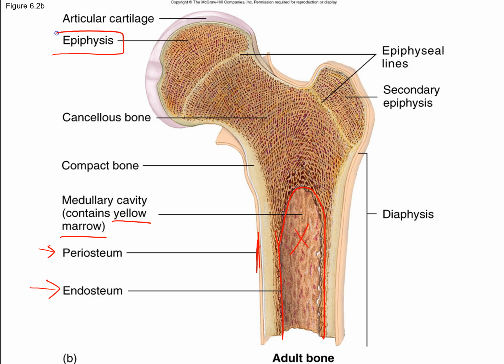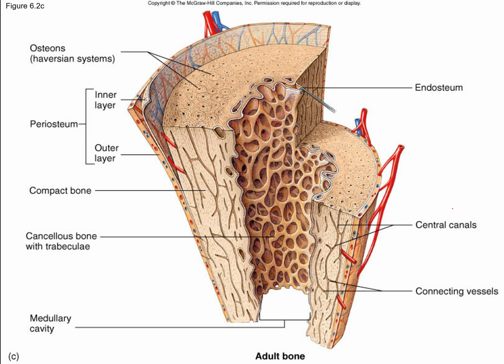Epiphysis is just another word for the ends of the bone. Easy to remember because it starts with an E. Diaphysis is that long section, the shaft of the bone. The rest you can go through on your own.